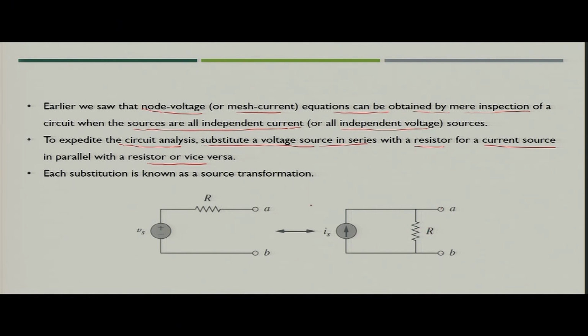Now, the next question would be how we will find the value of Vs in terms of Is, or Is in terms of Vs, or what will happen to these two resistances, whether both will remain the same or change. In this particular technique we will try to understand how the values of the various sources change when we do the source transformation. From voltage source to current source, we have to find the value of the current source, and from current to voltage, we have to find the equivalent value of the voltage source, and then the value of the resistances connected in series or parallel.